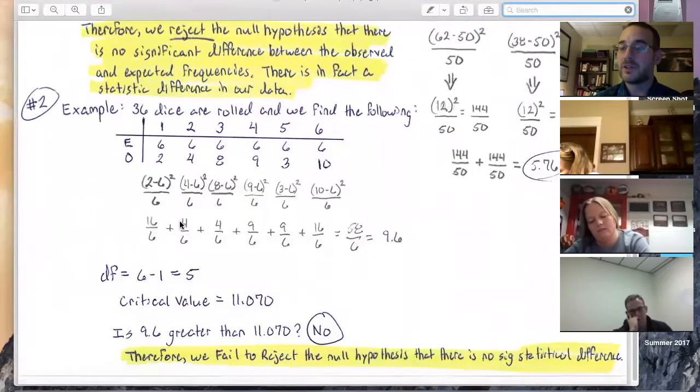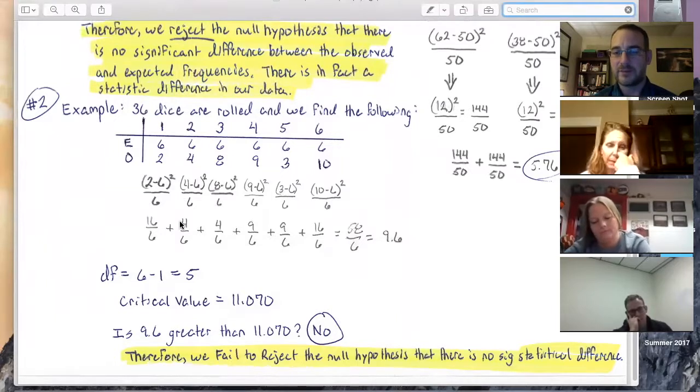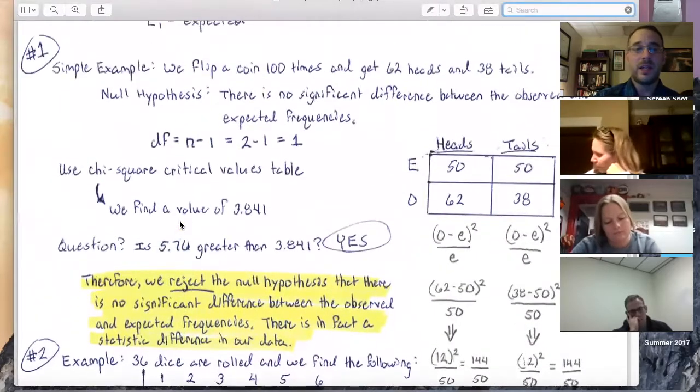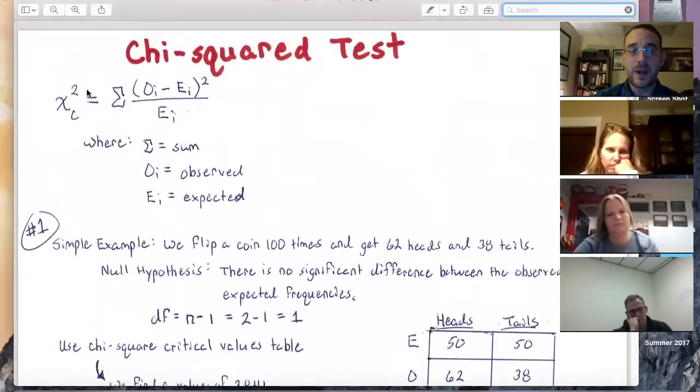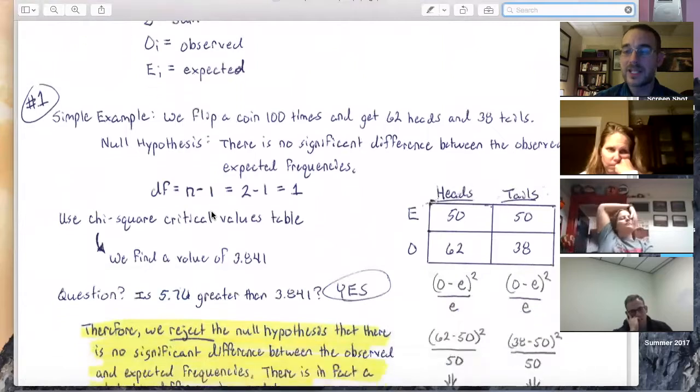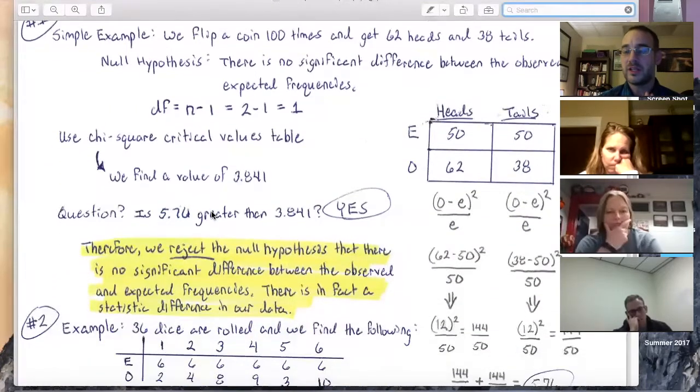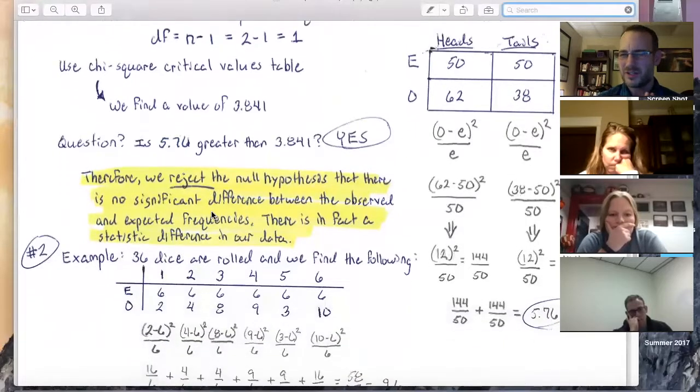Let me pause before we go on to a second example. Any questions on how we calculated chi-square, how we ran the test, how we interpreted the results, how we compared that to the null hypothesis? Any questions on that?